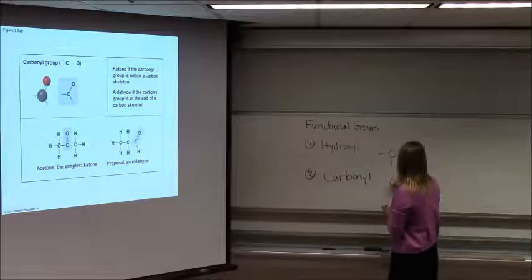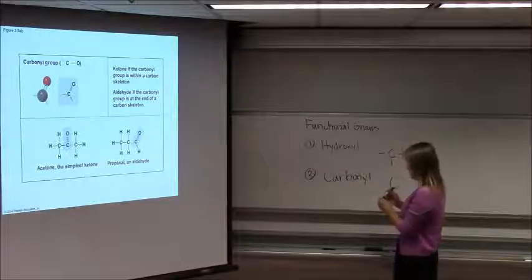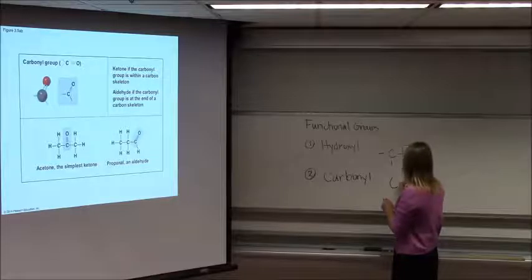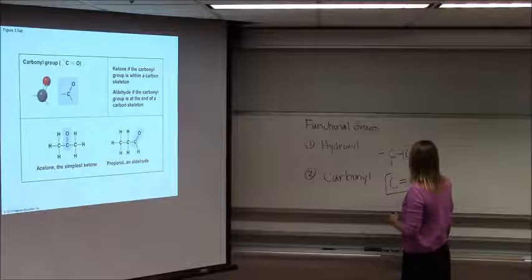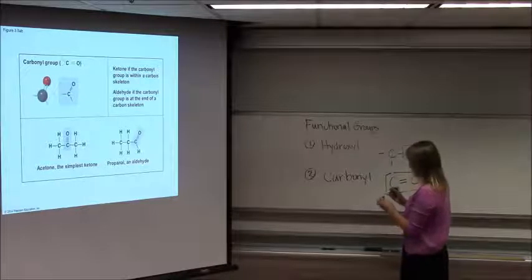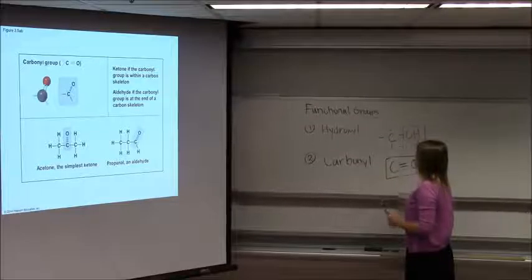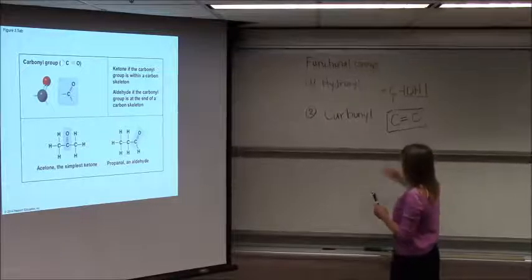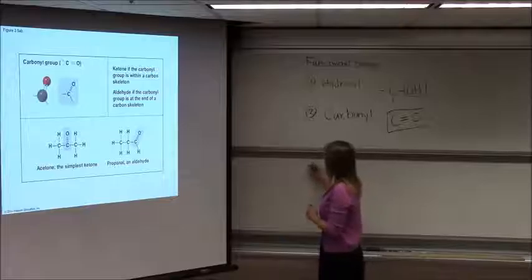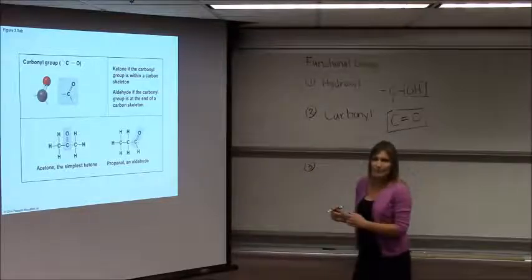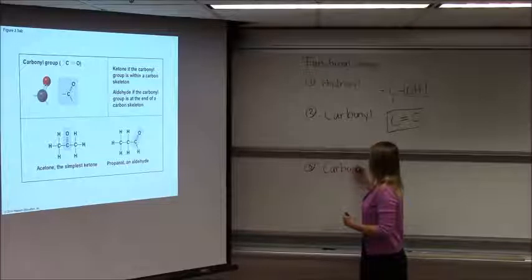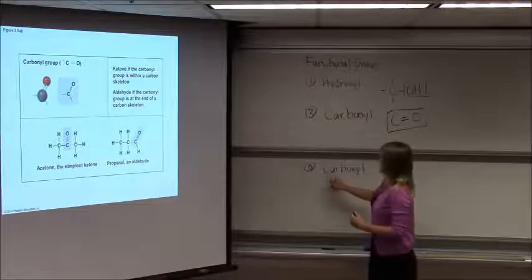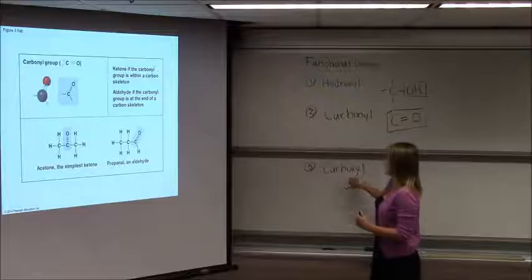So carbonyl group is going to be a carbon double bonded to an oxygen. So in this case, this whole thing is the carbonyl group. Okay, the third one is a combination of the first two in both name and in structure. So carboxyl. So the word is kind of a combination of carbonyl and hydroxyl, carboxyl.